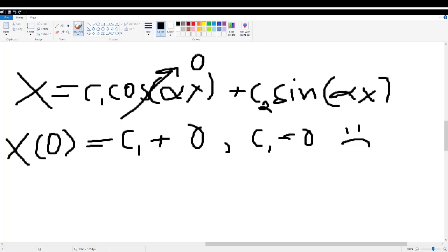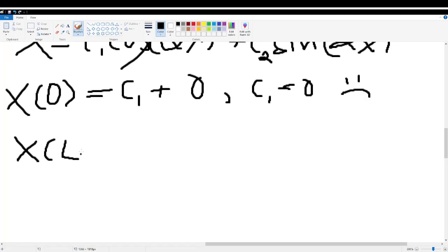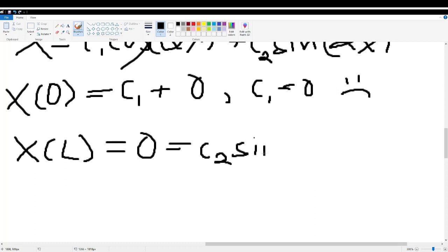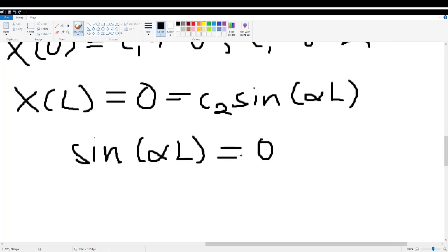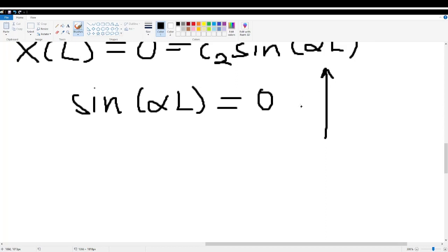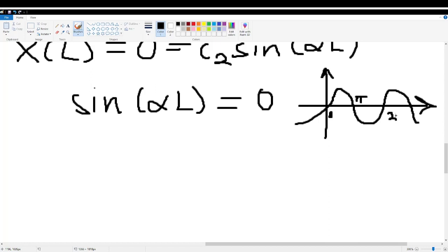Now let's plug in our boundary value. What are we going to get? We're going to get C2 times sine of alpha L. Now we better hope that this is non-zero, so we're just going to try really hard, imagining that sine of alpha L is equal to 0. Now if we know our friendly neighborhood sine function, we're going to see that this equation is true at 0, it's true at pi, it's true at 2 pi, it's in general true at any integer multiple of pi.